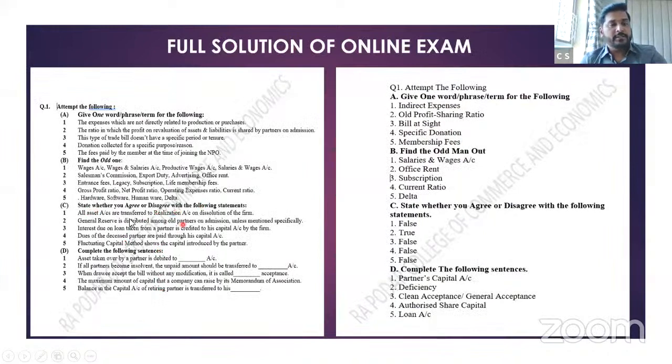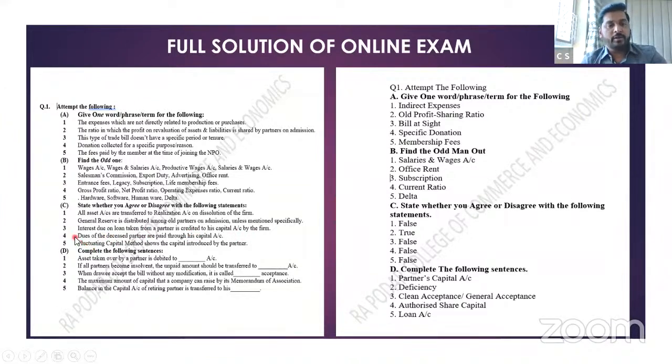Do you agree with the statements? All assets are transferred to realization account. False, cash and bank and other fictitious assets are not transferred. General reserve is distributed among all partners on admission unless mentioned specifically. True. Interest on loan is not credited to the capital account of the partner, but it is basically credited to the loan account only.